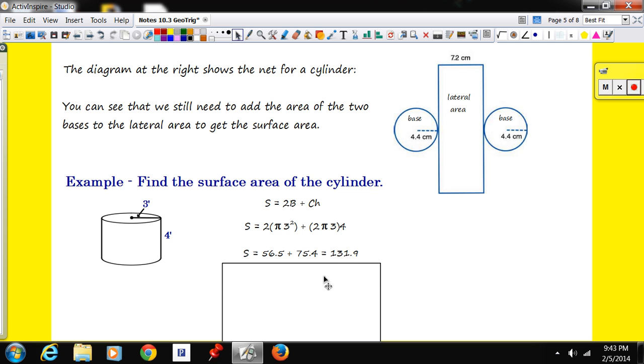And then you plug in the numbers and you get your surface area of 131.9. This is all calculator work. Once you can get this formula, it's home free. You just put it all into your calculator.